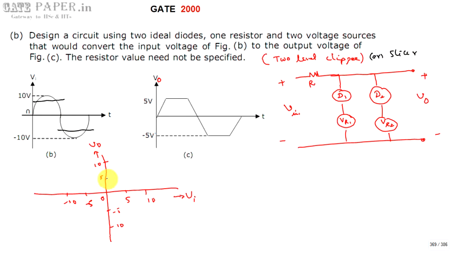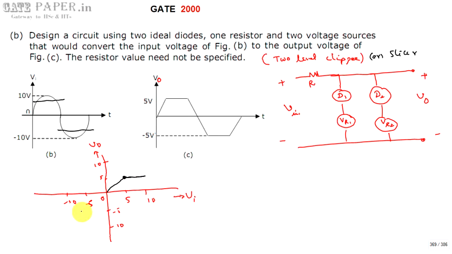Till 5 volts it appears as it is, so the output voltage is the same as the input voltage. And if V input goes greater than 5 volts, at that time the output voltage is not following the input. Output voltage remains constant at 5 volts for input voltages greater than 5 volts. So the output is going to be constant at this voltage.